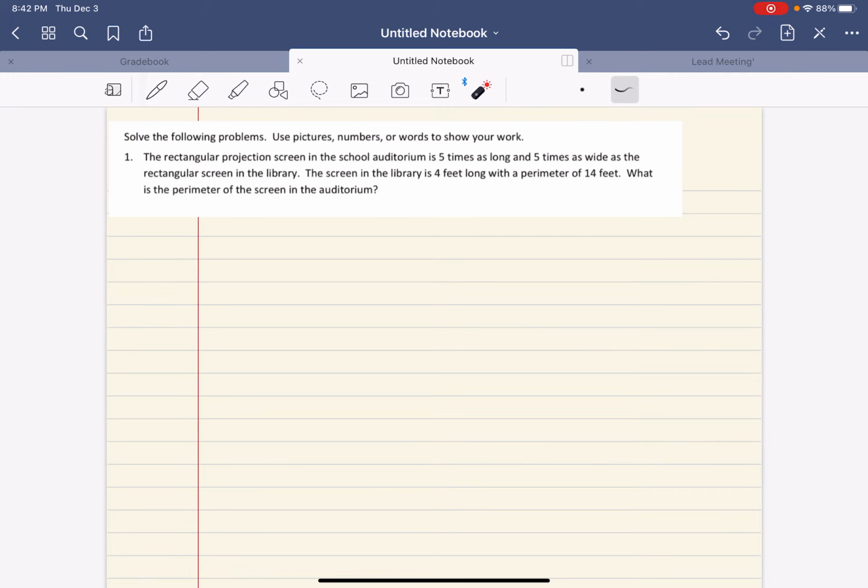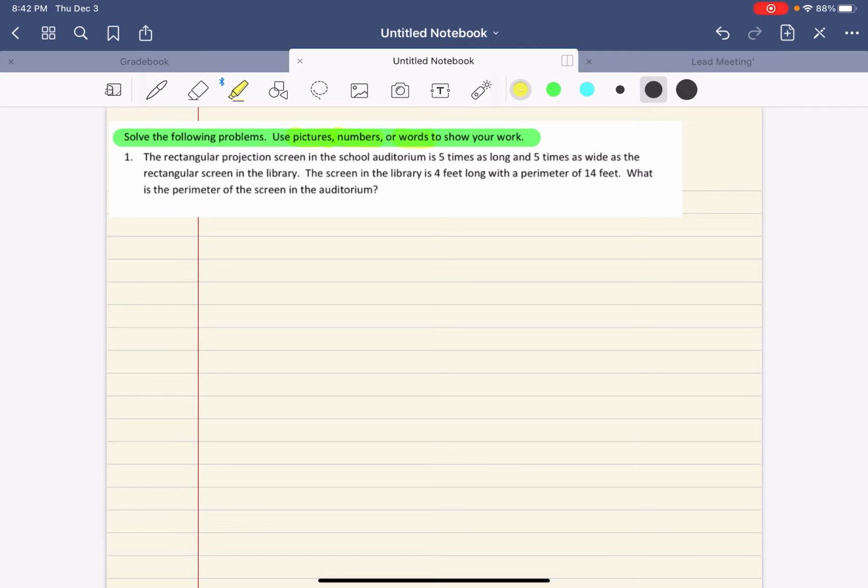Okay, this problem, you are definitely going to see something similar on your assessment. We have done this problem before. Actually, let's read through it and then I'll tell you what it gives you, okay? We're going to read the directions first. It says, solve the following problems. Use pictures, numbers, or words to show your work. Okay, pictures, numbers, or words. Any of the 3.